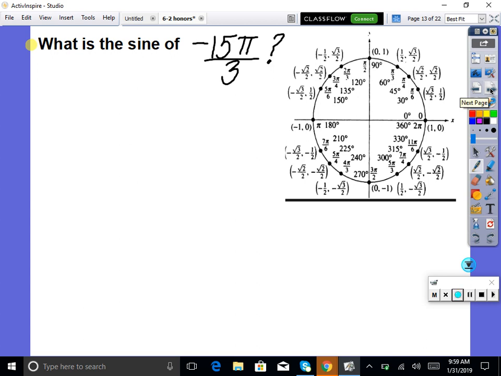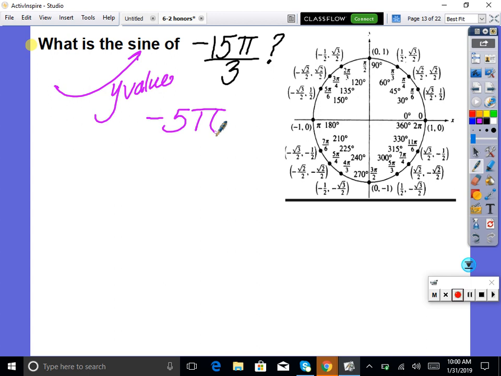This says, what is the sine of negative 15 pi thirds? Now, isn't this saying, what is the y value at negative 15 pi thirds? Well, what is negative 15 pi thirds? Negative 5 pi, isn't it? Now, I like to be in the positive. Unit circle is from 0 to 2 pi.